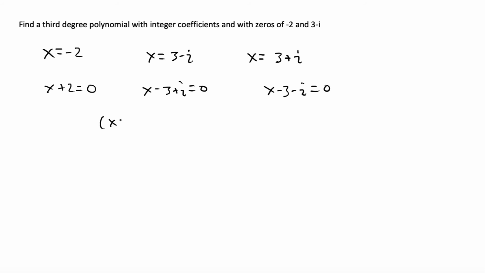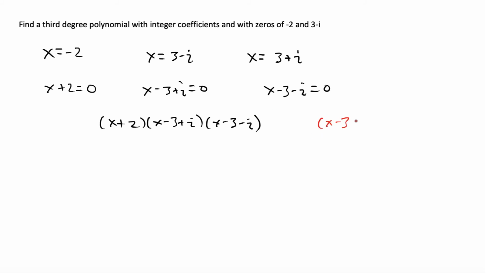So can we do this? Can we multiply all of these factors together? And the answer is yes. And once we do so, this should give us our third-degree polynomial. Now, it's a lot easier to multiply these two together first. Remember, these are conjugates. Also remember that we should not have an i in the final answer. So let's multiply these out.